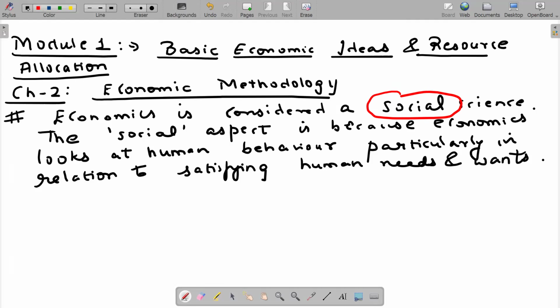Okay, why is it called a science? Because like any other science, be it physics or biology or chemistry, you have theories in economics which economists are willing to investigate and come up with conclusions or laws. So I can say that economics is also a science.